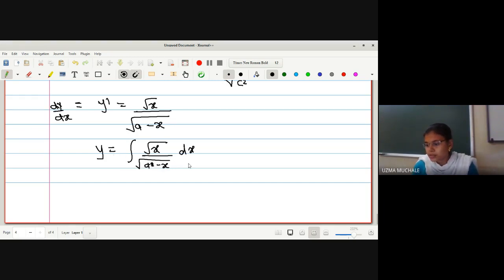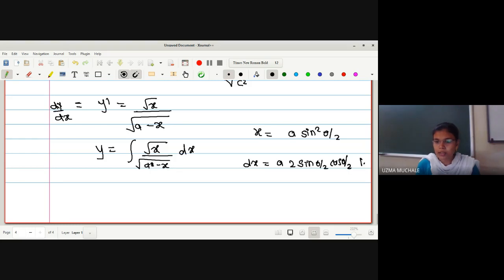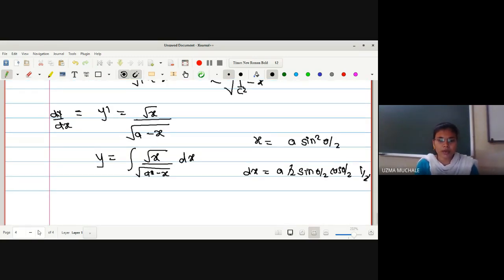Okay. Now I will give you the substitution also. x is equal to a sine square theta by 2. What will be dx? It is 2 sine theta by 2 cos theta by 2, and the derivative of theta by 2 is 1 by 2, so this 2 gets cancelled. So here I have given you the value of x and dx. You have to solve this integration, and in the next lecture you have to tell me whether you will get the equation of a cycloid or not.